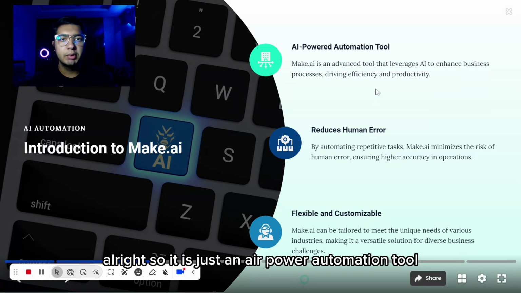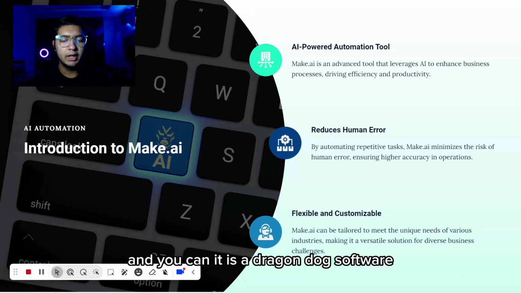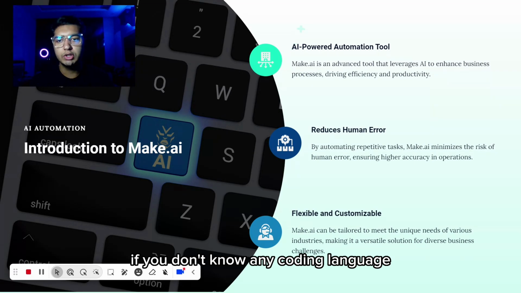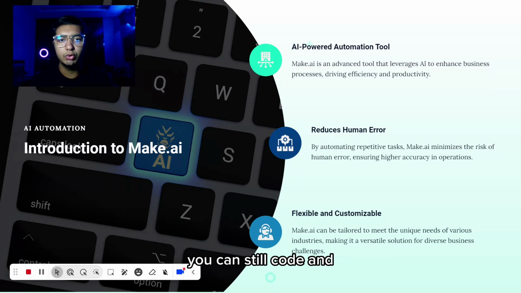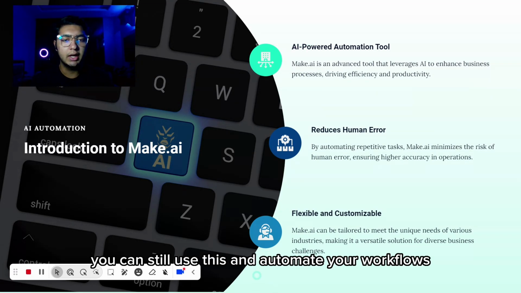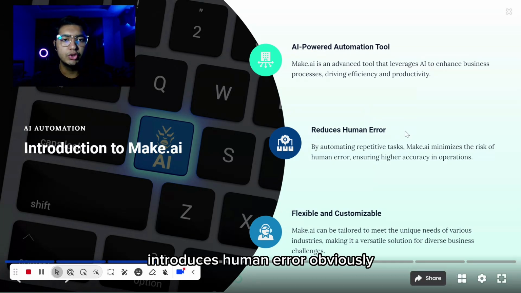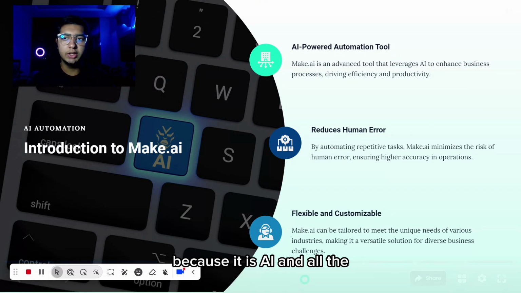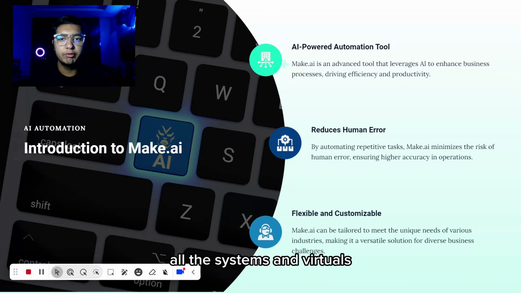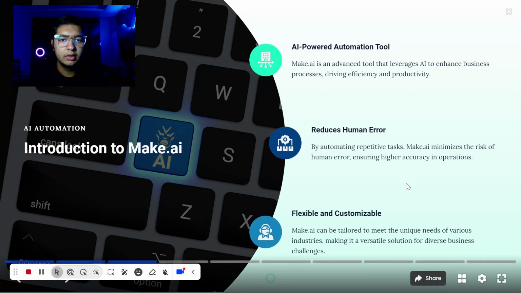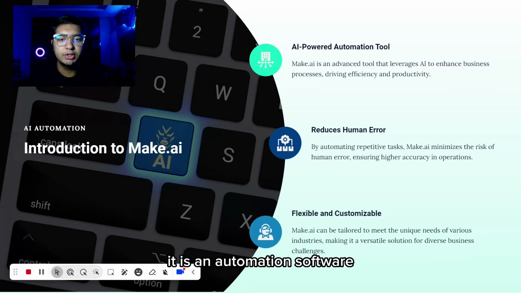All right, so it is just an AI-powered automation tool, basically more of a software, and it is a drag and drop software. So if you don't know any coding language like Python or JavaScript, you can still use this and automate your workflows and certain tasks in your business. It reduces human error, obviously, because it is AI, and once all the systems and workflows are set correctly, it reduces the chance of error a lot. It's flexible and customizable, obviously, because it is drag and drop, plus it is an automation software.